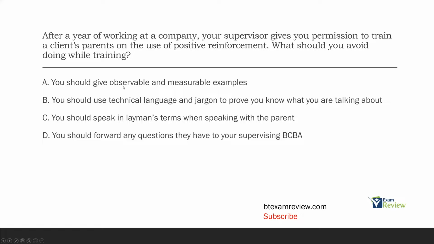A, you should give observable and measurable examples. Should you avoid that? Of course not, right? You want to give observable and measurable examples, things the parents can relate to, things they can understand. Don't avoid A. A is what you should be trying to do.